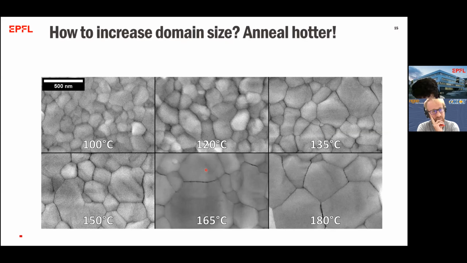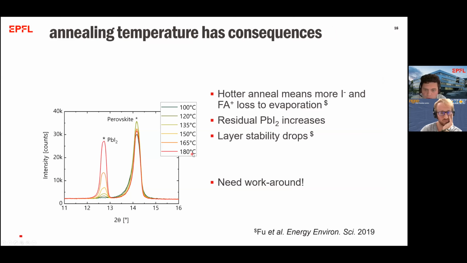One of the first tests we did was to vary the annealing temperature in this second step, so after organohalide deposition. And what we saw was that, okay, if we go higher in temperature, we can increase the domain size quite drastically. However, there was a problem, namely that increasing the annealing temperature also had the side effect that we removed part of the organohalide again. And this you can see here.